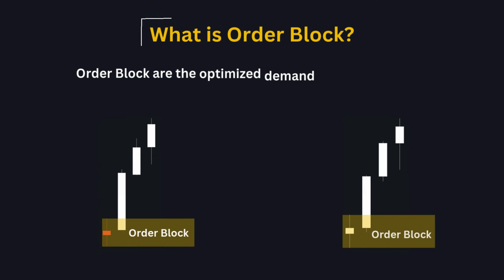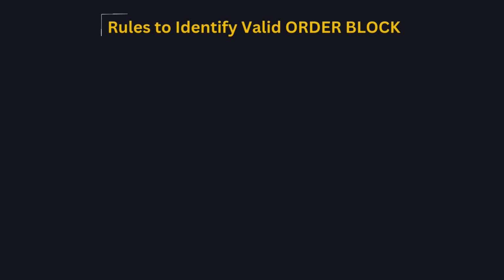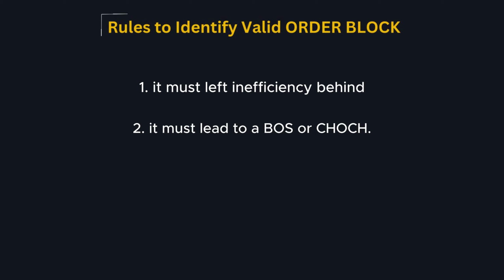What is order block? Order blocks are the optimized demand and supply zones. And the last candle of an impulsive move that left inefficiency behind is considered as order block. The candle color does not matter. But we have some rules to identify a valid order block. First, it must leave inefficiency behind. Second, it must lead to a break of structure or change of character. Third, it must be unmitigated, because order blocks are only one-time use.